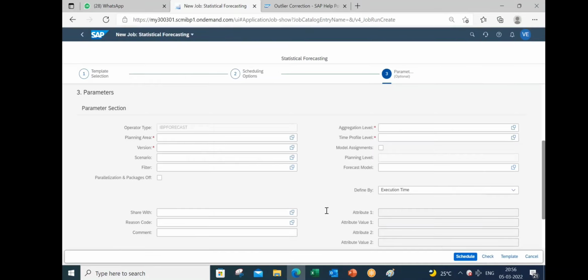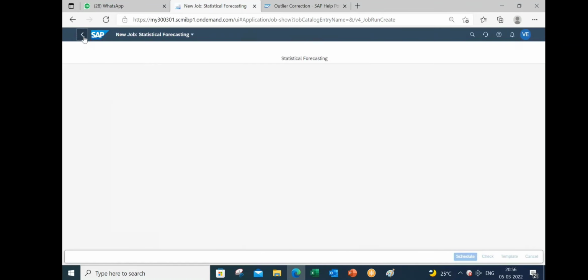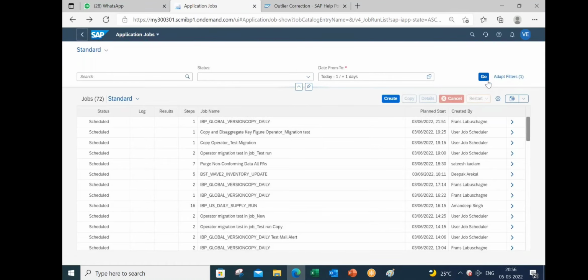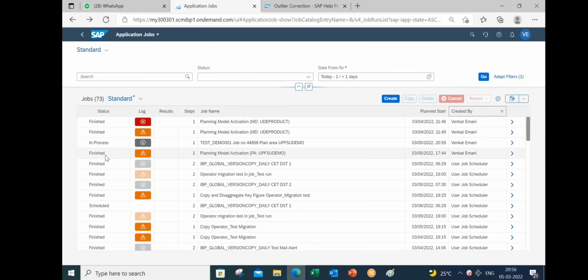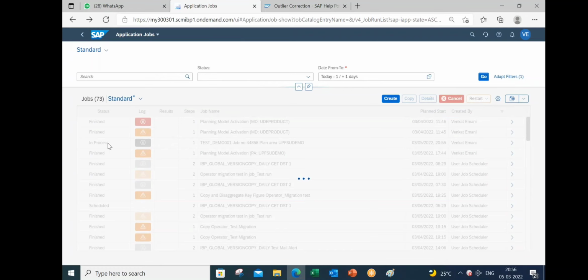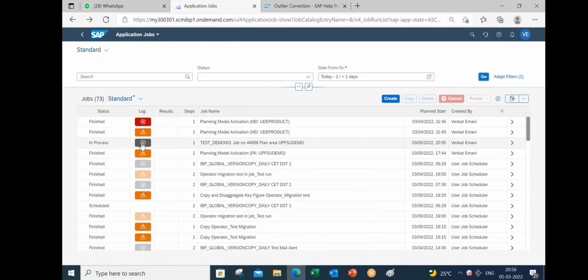You can check this even from Excel, and in Fiori also. In Fiori, if you click like this and check by your name, there will be one job running. See, it is in process. It is telling Test demo 001, job number, planning area, scheduled. You can click go, and it will tell whether it is in progress or finished.